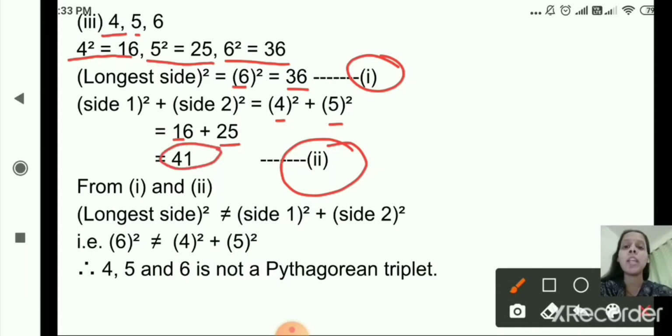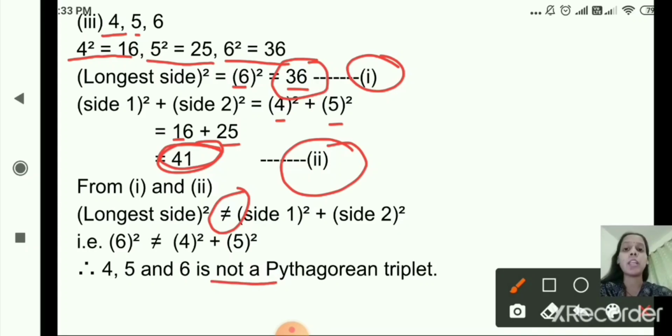Now from 1 and 2, longest side square, that is 36, is not equal to side 1 square plus side 2 square. Now why is it not equal? Because see here, longest side square is 36. And what is side 1 square plus side 2 square? That is 41. So from 1 and 2, they are not equal. That is, 6 square is not equal to 4 square plus 5 square. Therefore 4, 5 and 6 is not a Pythagorean triplet.